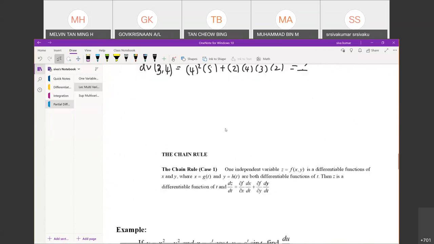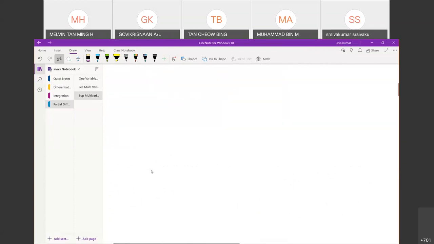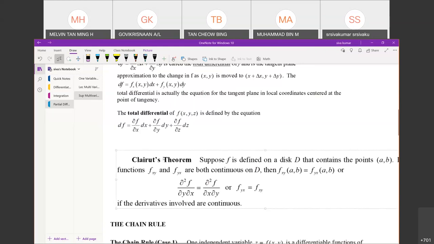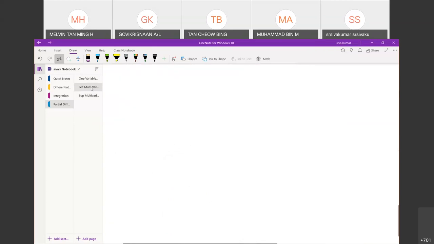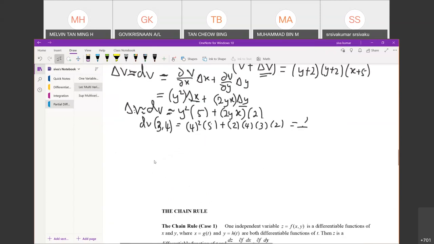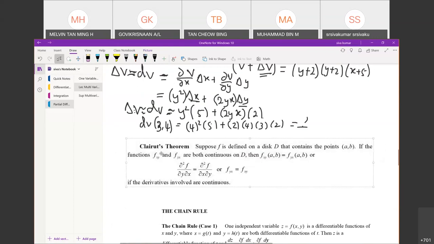Okay, now we go for the chain rule. Clairaut's rule. Okay, Clairaut's rule. Where are you? Here. Okay, cut. I will settle down with this. Okay, what is Clairaut's rule?